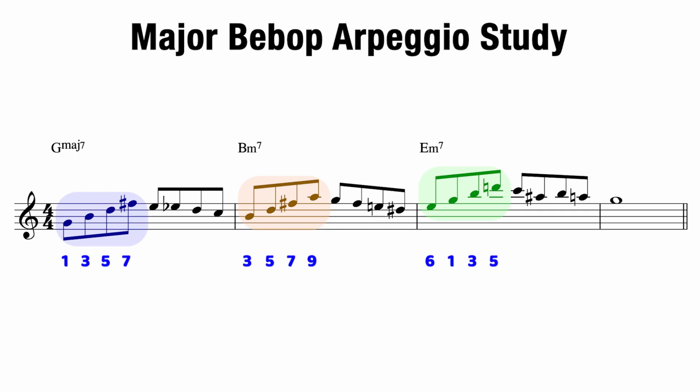Cool, after the first structure, we went down to the 6. And remember what we do if we land on a 6 on a downbeat for major bebop scales? We add a passing tone between here and the 5th, and that's exactly what happens here. Now we'll just walk down the scale till we get to the 3rd.